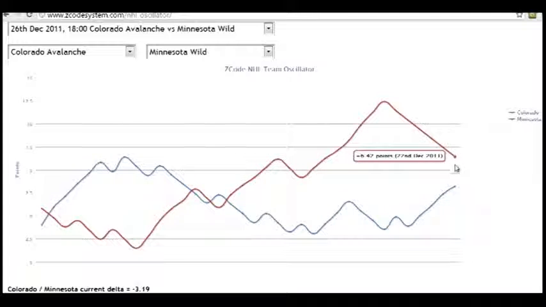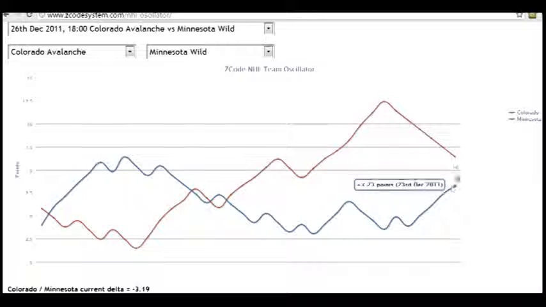So, in simple terms, the form of this chart and the difference between the last values will show you the difference between the teams and hopefully help you to predict the future.